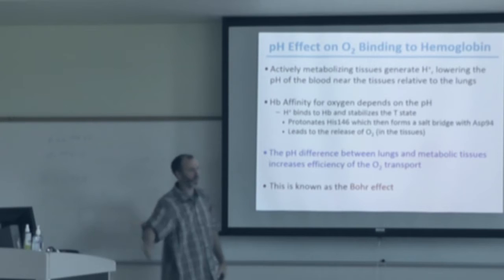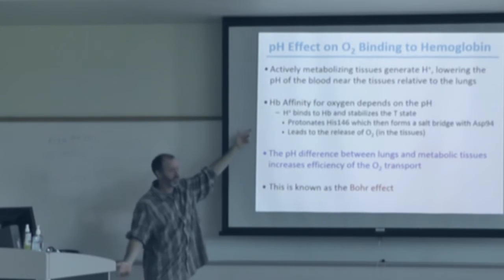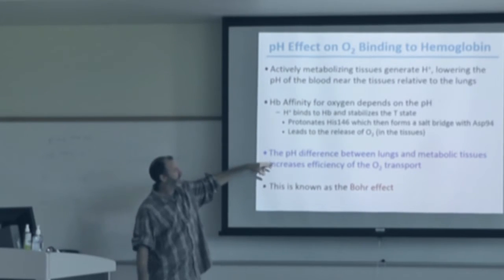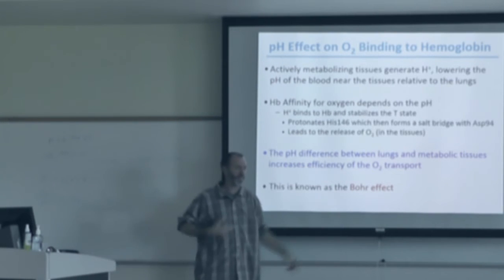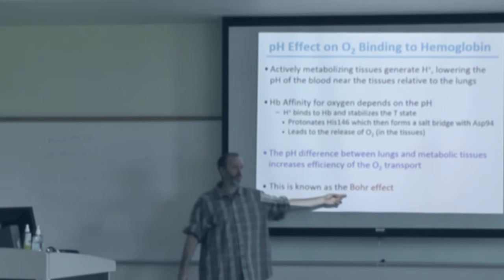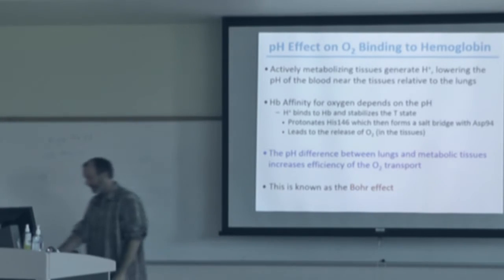It's a way to get more oxygen dumped off where it needs to be, where the metabolism is occurring. The pH difference between the lungs and the metabolic tissues increases the efficiency of that transport. This is known as the Bohr effect, that pH effect.